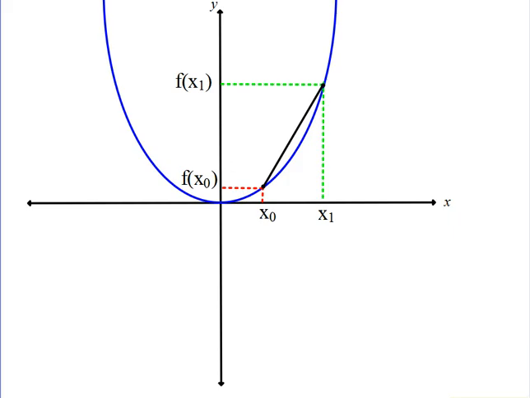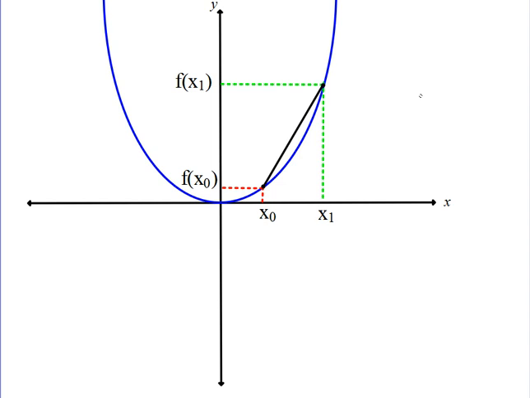Let's take a look first at a secant line. This is just a basic parabola, and we have this black secant line that joins 2 points. The first point is at x0, f of x0. This is just some x value, it doesn't matter what it is, and it has a y value when you plug that x value into the function. Then there's another point later on in the curve that we're going to call x1, and that has its own corresponding y value of f of x1.